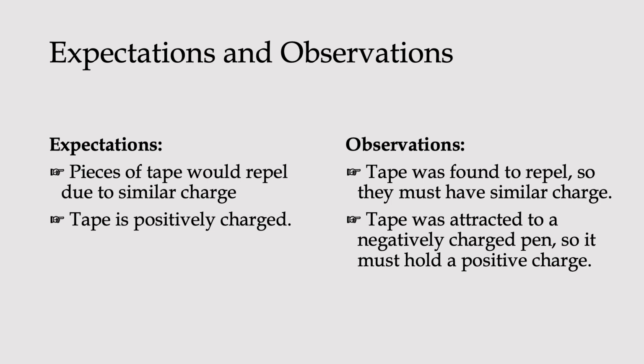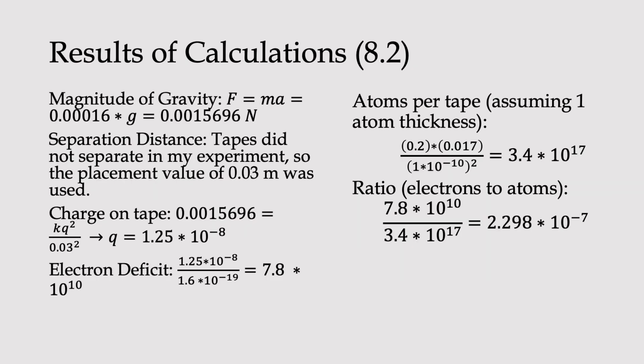So the expectations: a piece of tape would repel due to similar charge. While not seen in my experiment, the tape would have repelled had it worked, and so they must have a similar charge. And then the tape is positively charged. Well, the tape was attracted to a negatively charged pen, so it must hold a positive charge.